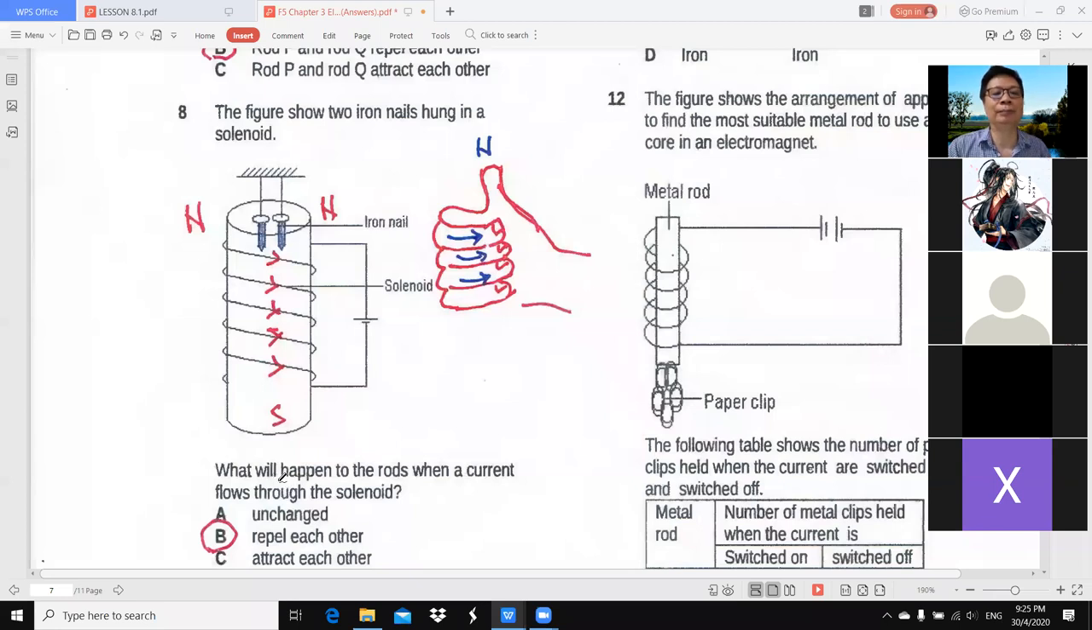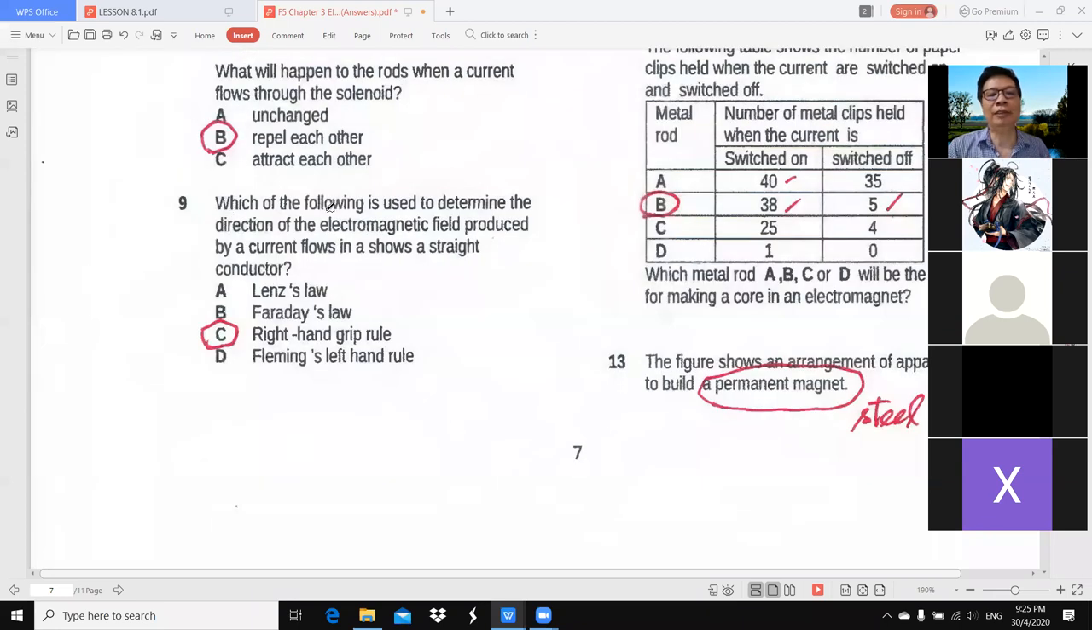Okay, number nine. Which of the following is used to determine the direction of the electromagnetic field by current shown in a straight wire, straight conductor? Use the right hand grip rule. No argument, right hand grip rule. It is used for a wire conducting current, so you hold the wire like that, then your thumb follows the current. Then the right hand grip rule is also used for a solenoid.